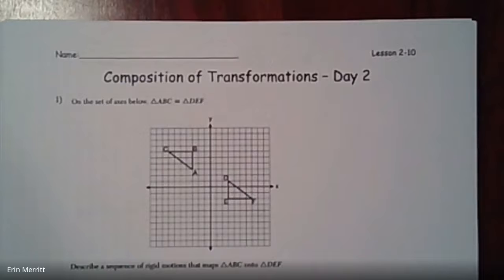We are almost to the end of the unit, and it's composition of transformations, but a second day. So we spent lesson 2.9 talking about how to do the transformations ourselves. Today, what we are looking at is the transformations have been done. Can we figure out what composition of transformations have occurred?